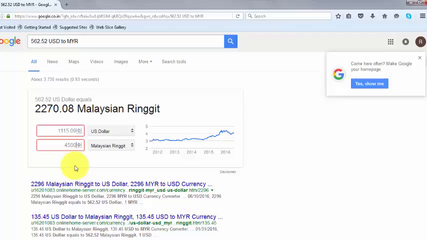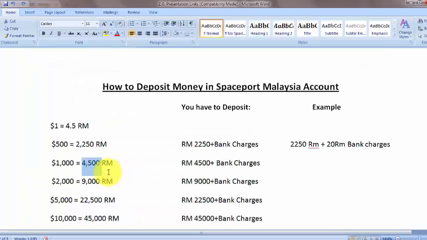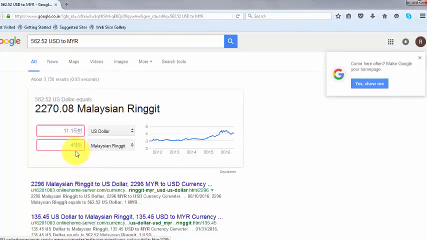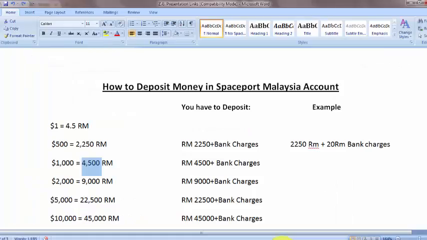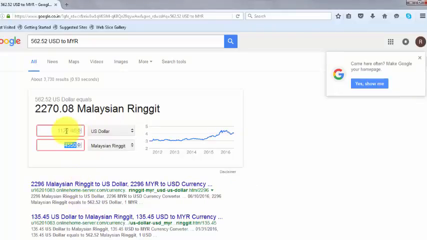RM plus bank charges. Suppose we are depositing the amount and the bank is charging, say, 50 ringgits. Instead of 4,500, you have to look at 4,550 ringgits. This includes the bank charges. You have to ask your bank how much they are going to charge. The exact amount that should reach the Malaysia account, the Spaceport account, is 4,500 ringgits for $1,000.